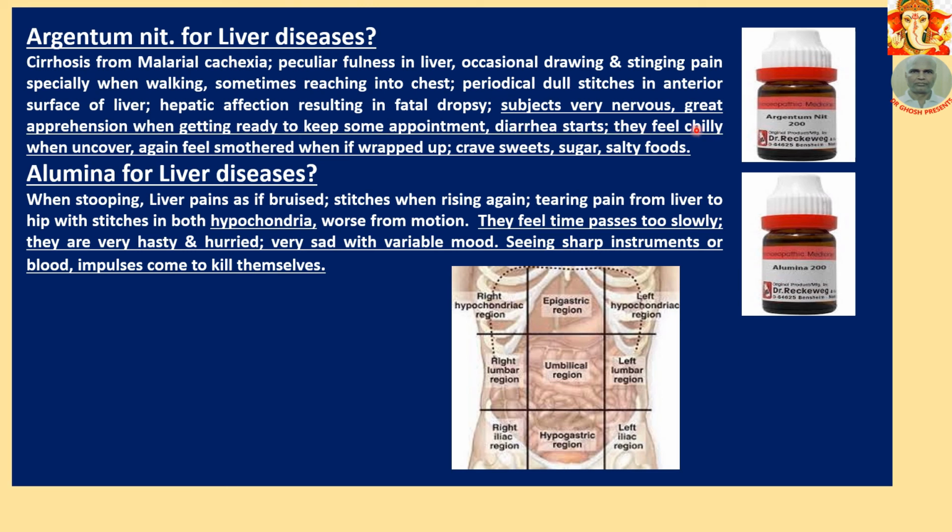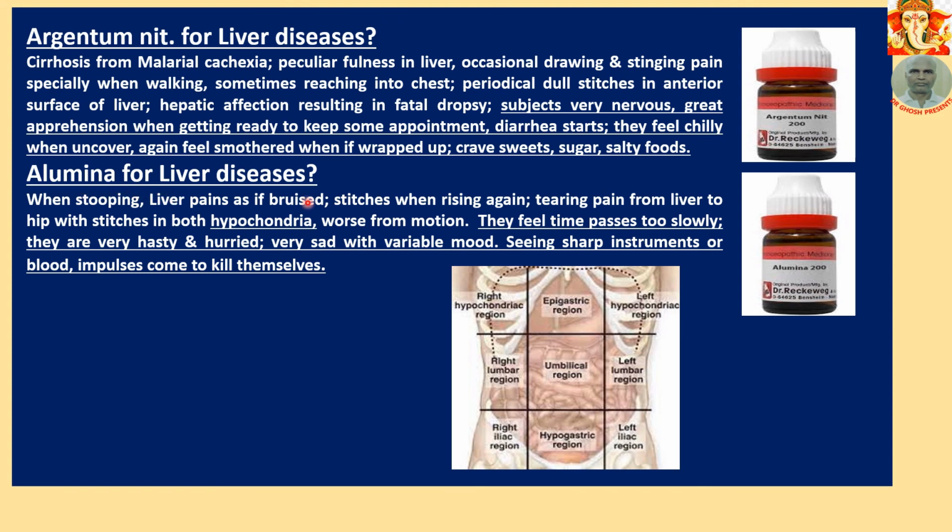Subjects very nervous, with great apprehension when getting ready to keep some appointment. Diarrhea starts. This is the Argentum nitricum patient. While he is getting ready to keep an appointment, just before leaving his room he feels an urge for diarrhea. That is nervous diarrhea. They feel chilly when uncovered, again feel smothered when wrapped up. Crave sweets, sugar, salty foods.